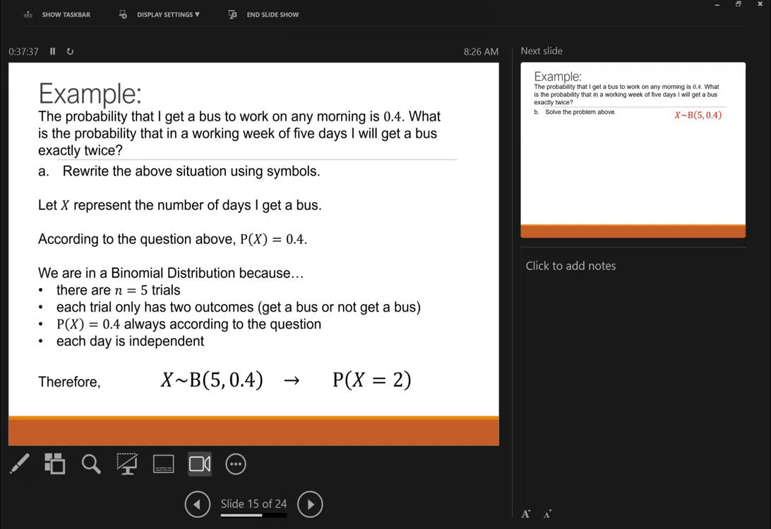Everybody feel good as to how we sorted this out? This is typically the most difficult step for students, reading the problem and sorting out what's going on. Why is x 2? Because that's the number of outcomes? It says, what is the probability that in a working week of 5 days, I will get a bus exactly twice? So it told me in the problem. That's where the 2 came from.